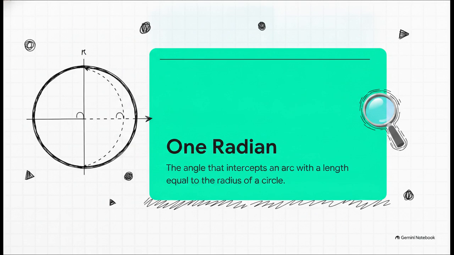Let's break that down because it's a real game changer. Unlike degrees, which are honestly just an arbitrary measurement humans made up, like some ancient civilization just decided a circle has 360 parts, a radian is directly tethered to the physical geometry of the circle itself. It's the angle you get when you take the radius and wrap it perfectly along the circle's outer edge.